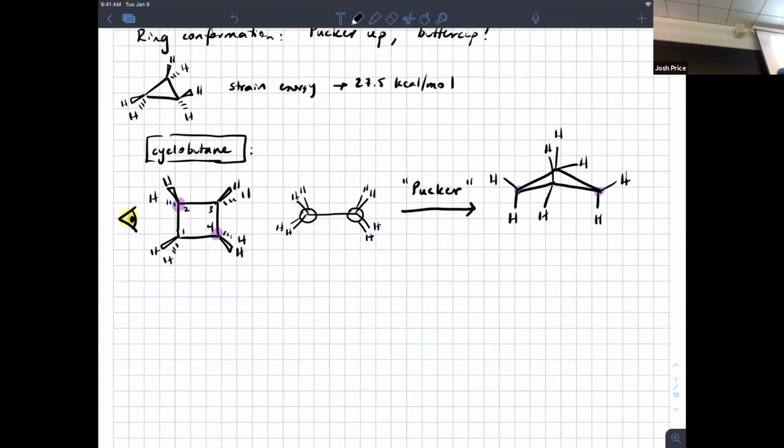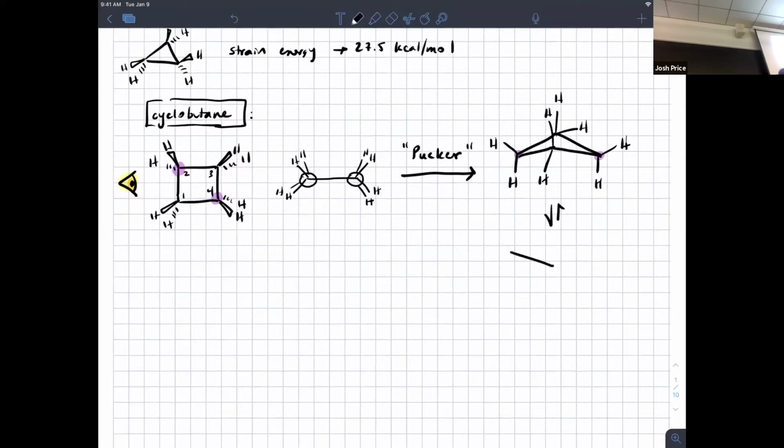And of course, this can equilibrate with lots of different puckers. We don't have to make atoms 2 and 3 move out of the plane. We can make atoms 2 and 4 move out of the plane. We can make atoms 1 and 3 move out of the plane. And of course, in a regular molecule, this is completely symmetric. But you would interchange between a couple of these puckered conformations.